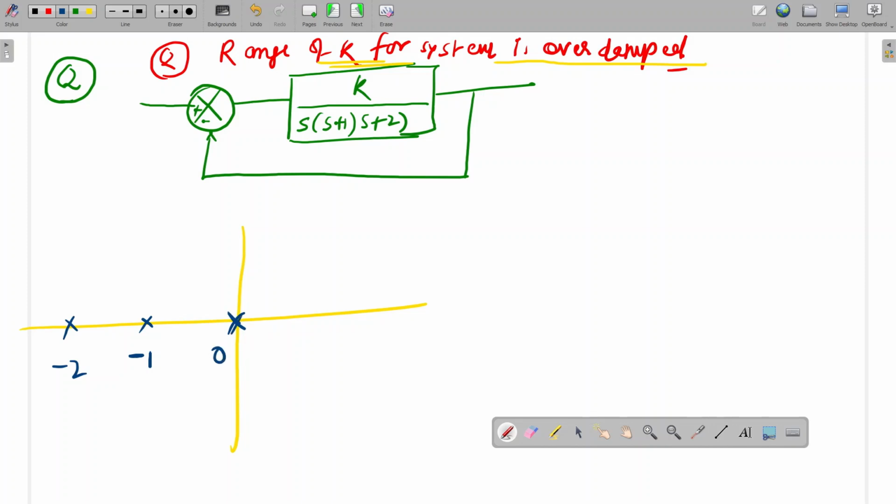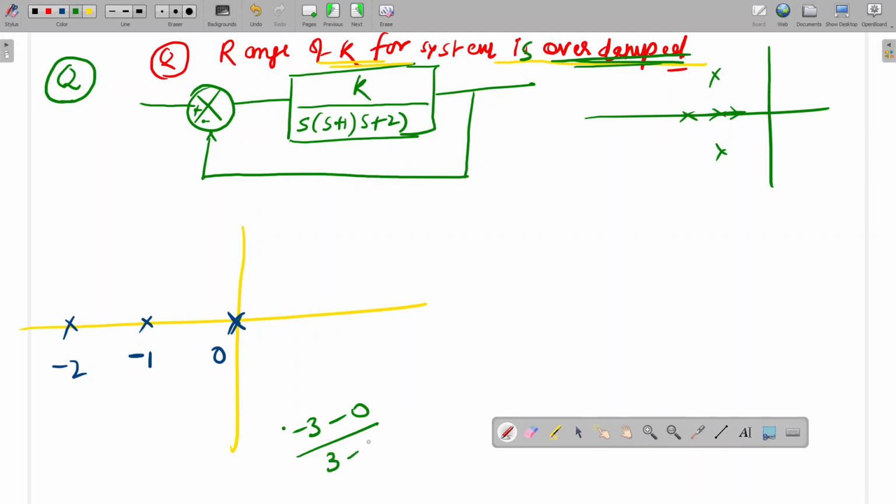So what is an overdamped system? It means where will the poles be in case of overdamped? Can anyone tell? Poles will always be on the left-hand side real axis for overdamped. For underdamped, it will be imaginary. For overdamped, it will be on the real axis only. So number of asymptotes, how much? 3. So 60 and 180 degree angles will be there. And what is the centroid? Minus 2 minus 1 minus 0 divided by 3 minus 0. Right? So minus 1. So this is the centroid.